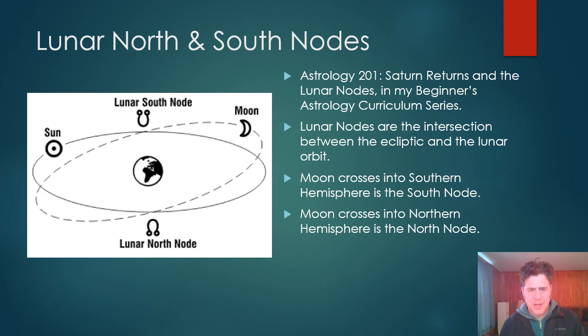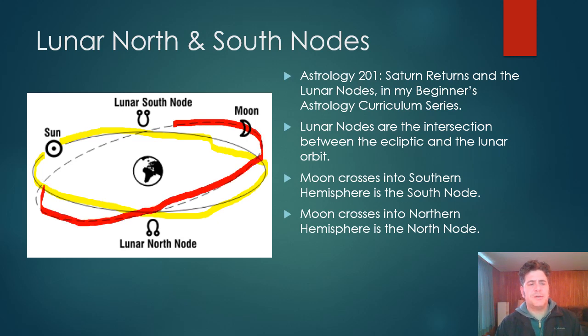Anyways, the lunar nodes are the intersection between the ecliptic, which is the path of, well, what people used to think was the path of the sun. Really, it's the path of the Earth around the sun, and the path of the lunar orbit around the Earth. So where these points intersect are the lunar north and south nodes.